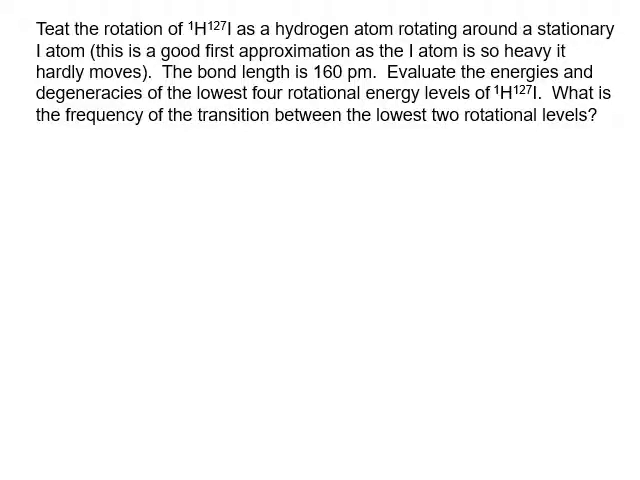Sample question. Treat the rotation of hydrogen iodide as a hydrogen atom rotating around the stationary iodine atom. This is a good approximation, as the iodine atom is so heavy, it hardly moves. What this means is that the two-body system hydrogen iodide rotation can be treated as one body, just hydrogen attached to an iodine center. So hydrogen rotates, and this is because iodine is much heavier than hydrogen.